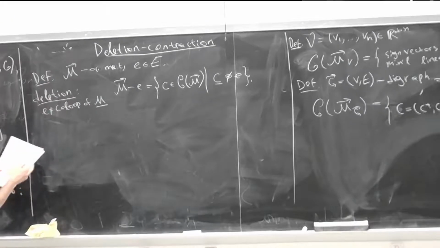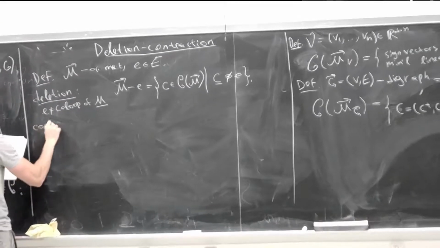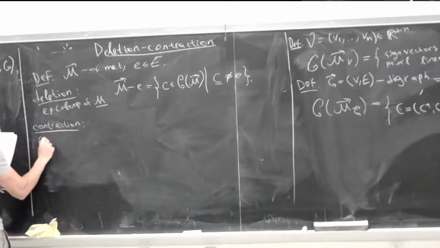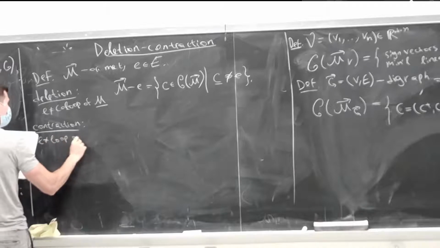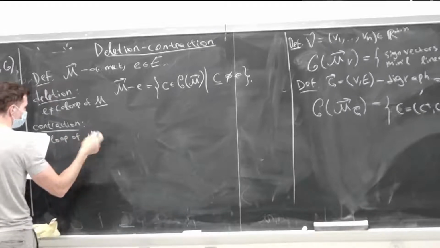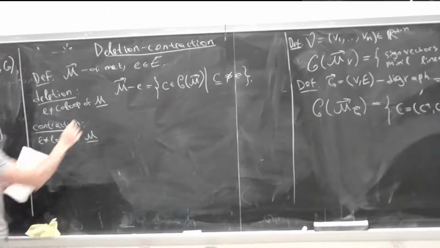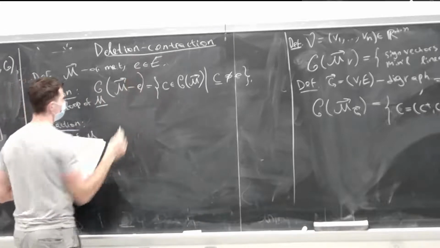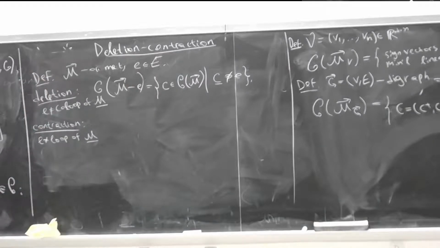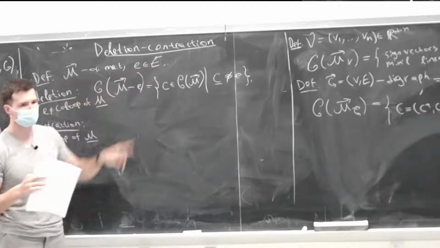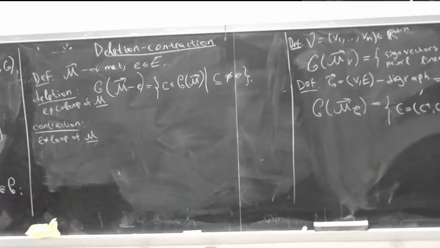Okay, what about contraction? Let's say E is not a loop of the underlying matroid. This is supposed to be circuits. You make it a loop. You make E a circuit. Well, I want my ground set to decrease. I want to actually get rid of E from the ground set.